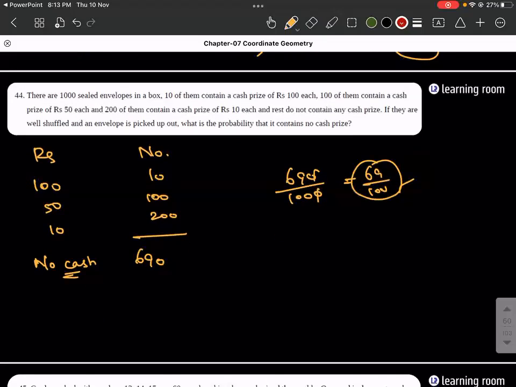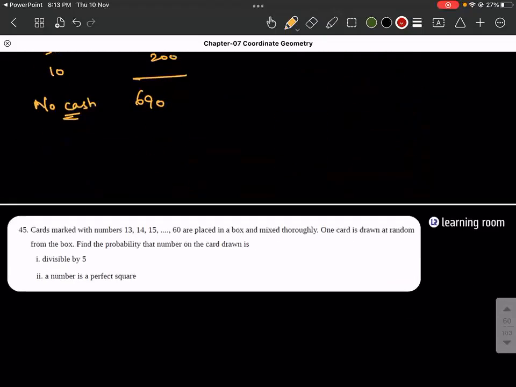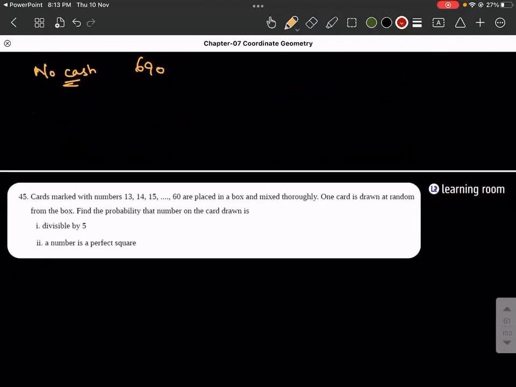So this is the 44th question. I hope it is clear, no? Shall we do the 45th one? Cards marked with numbers 13, 14, 15, and so on till 60 are placed in a box and mixed thoroughly. The common difference is 1 here, observe. One card is drawn at random from the box. Find the probability that the number on the card drawn is divisible by 5.